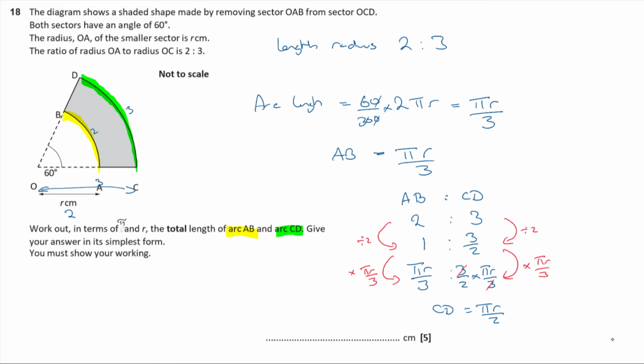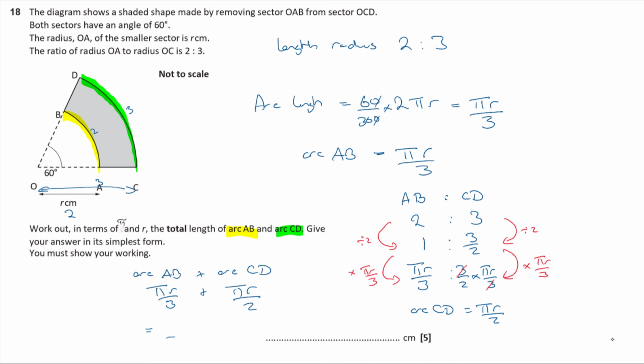So what is arc AB plus arc CD? Well, arc AB was pi r over 3, and arc CD, that's that one down there, arc CD was pi r over 2. Okay, so then we need to add these together.